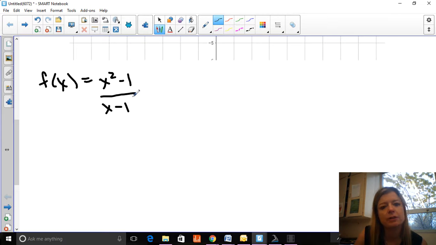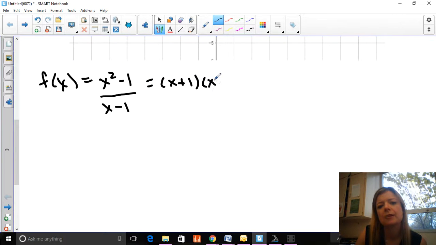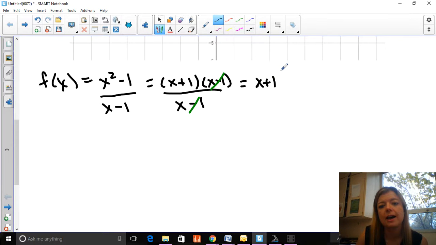Okay, so the first thing you want to do is factor the top or the bottom if possible. Notice that this is a difference of squares. So we can factor this to x plus 1, x minus 1, divided by x minus 1. Notice that there is a common factor of x minus 1. So this whole function can be reduced to just x plus 1. So this function is actually just a line, x plus 1, with a hole at 1.